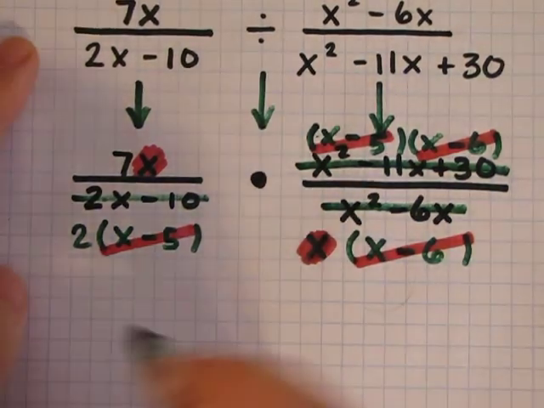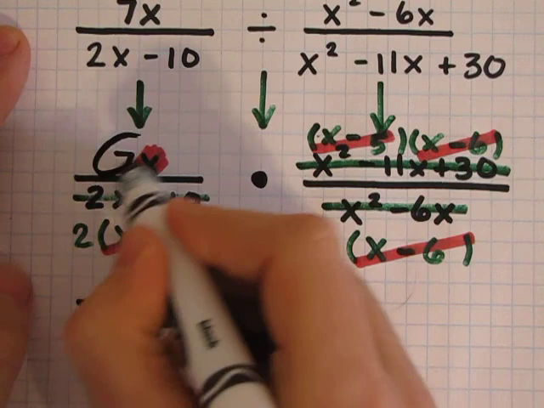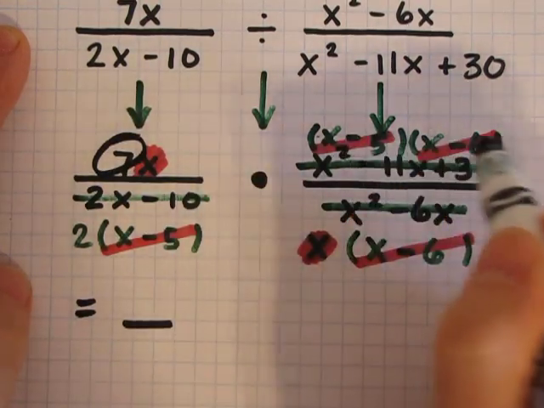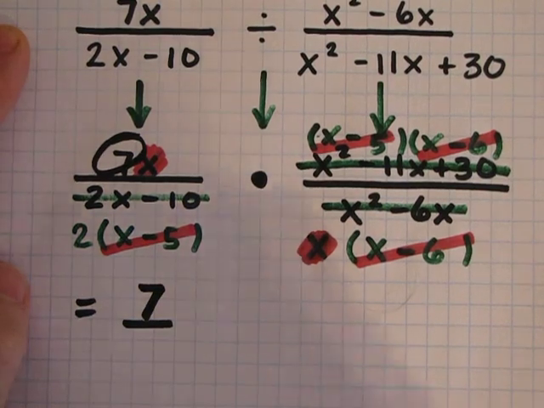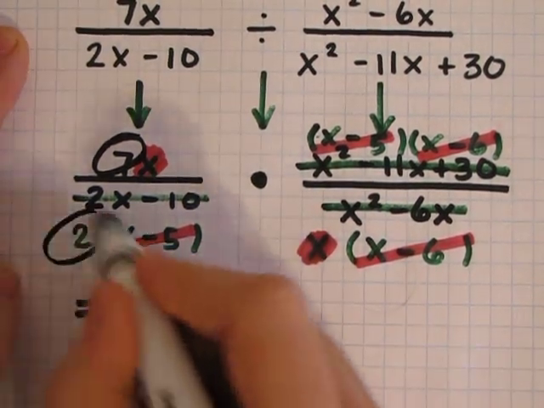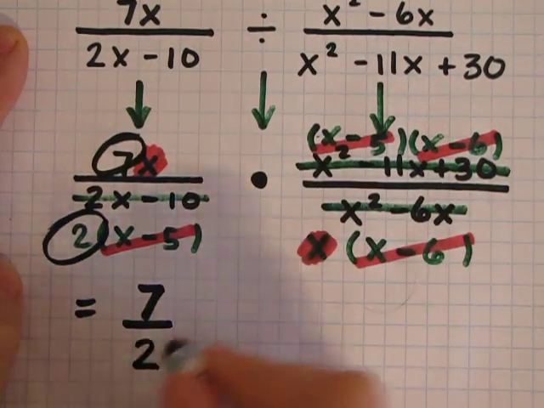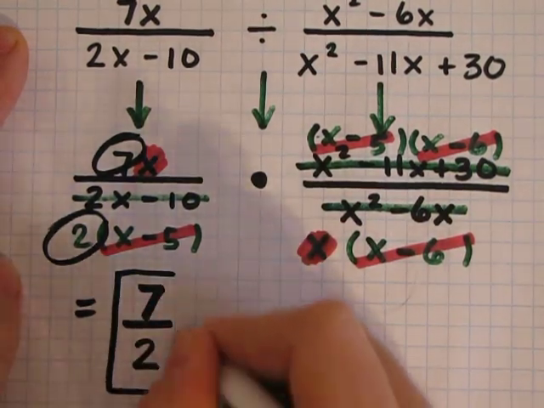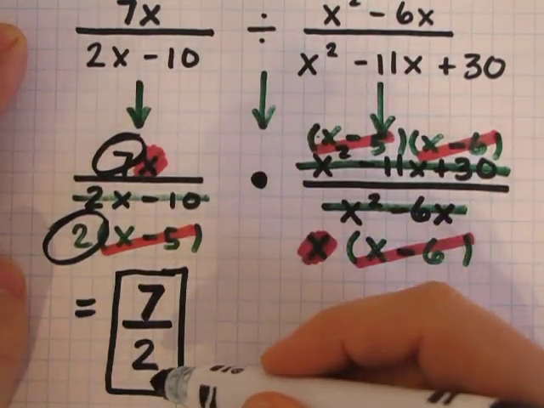Let's look at what we have left. Almost nothing. In the numerator, there's a 7, and everything else canceled. In the denominator, there is a 2, and everything else canceled. So that original mess at the top of the page simplifies all the way down to 7 over 2.